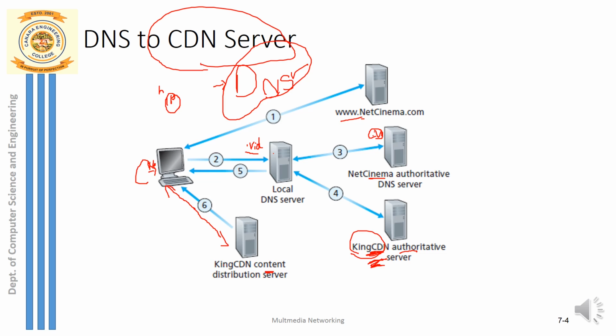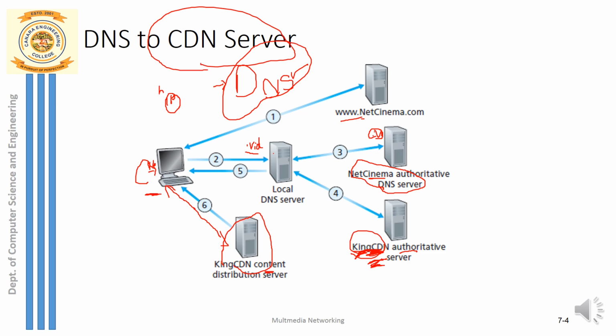So the closest King CDN server's address should be provided by this King CDN authoritative server. It is the job of the King CDN authoritative server to give the closest address, or in other words you can say it is the NetCinema authoritative server's responsibility to choose the closest King CDN authoritative server's address. Right? So the closest address should be provided by NetCinema itself. So the closest cluster should be linked by the King CDN authoritative server, the one which is closer to this client.